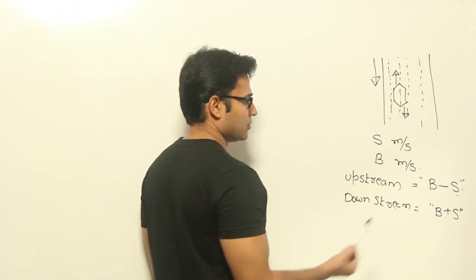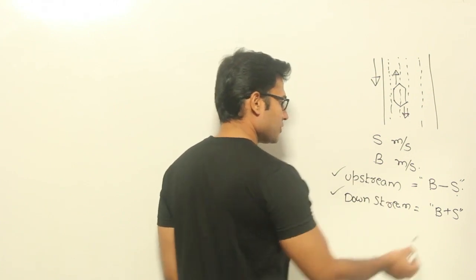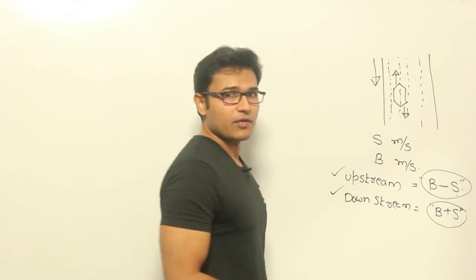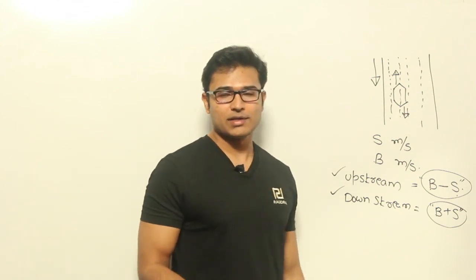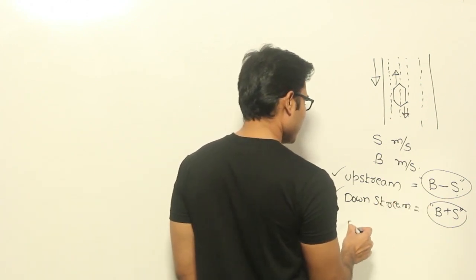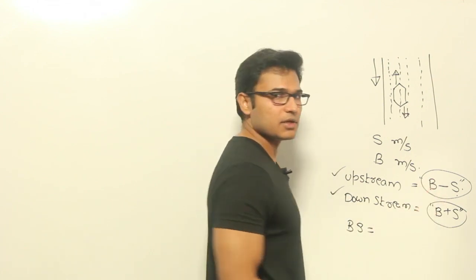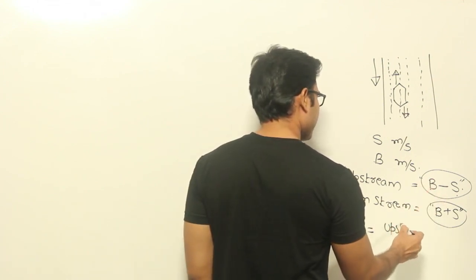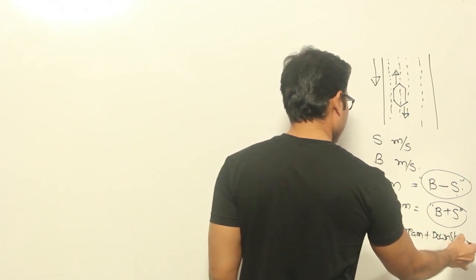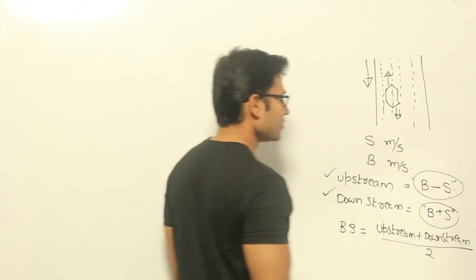Okay, now assume that the upstream speed is given and the downstream speed is given, which means the value of b minus s is given and the value of b plus s is given. Now they might ask you to find out the boat speed or boat velocity. In that case, once these two are given, you can find the boat speed as (upstream plus downstream speed) divided by 2, right? If I add them both and divide by 2, I am going to get the boat speed.